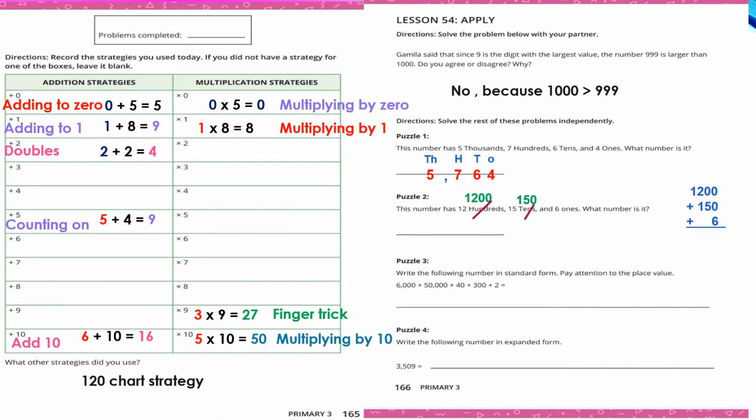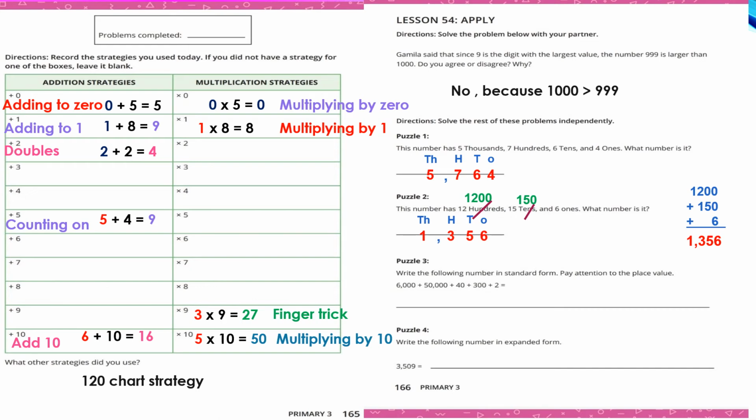0 plus 0 plus 6 equals 6. 0 plus 5 equals 5. 2 plus 1 equals 3. And 1 put it as it is. So the number here is 1356.